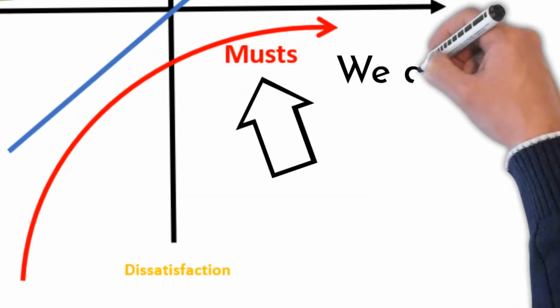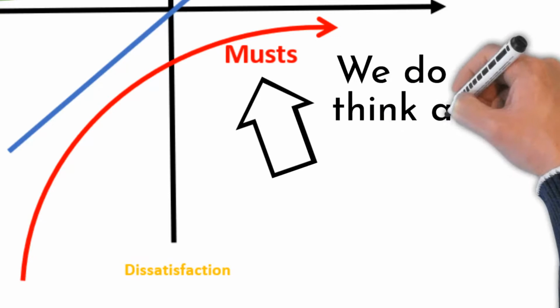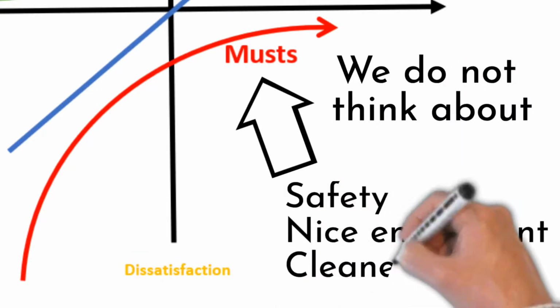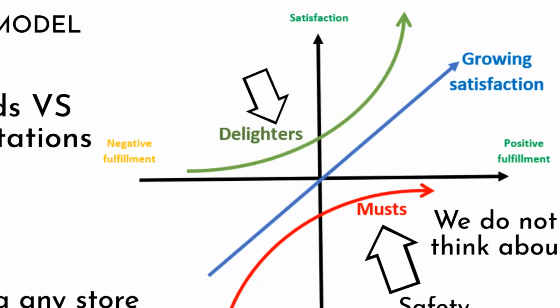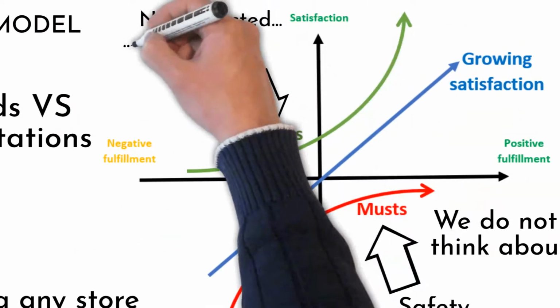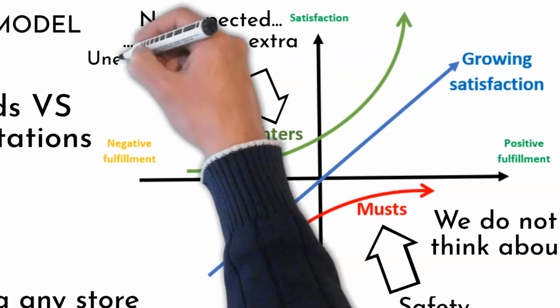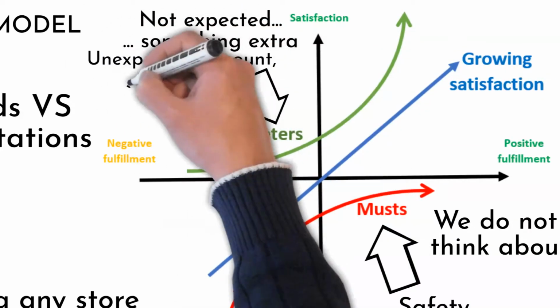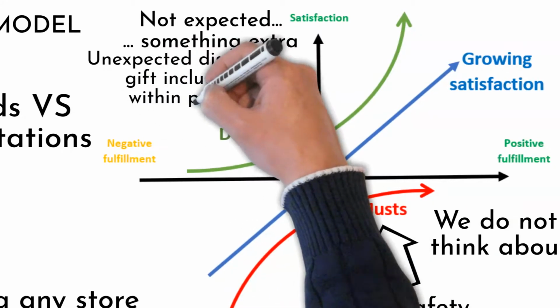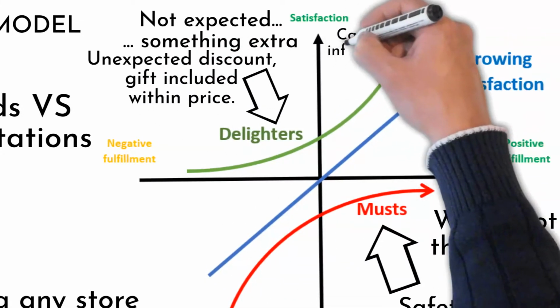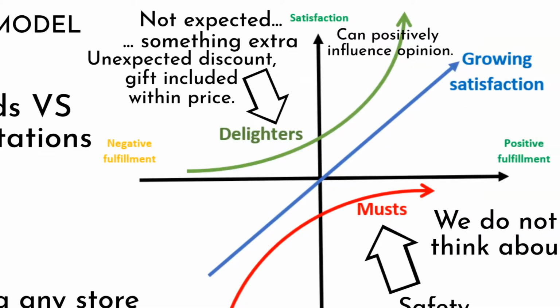Musts are ones that are taken for granted, ones we do not even think about too much, like our safety or kitchen cleanliness in a restaurant. Delighters are not expected, so when the customer receives one, he is surprised and pleased. It can be something extra, like an unexpected discount, or a small candy on your hotel room pillow. Customer satisfaction is not influenced when no delighter is received, but if received, it can positively influence his opinion.